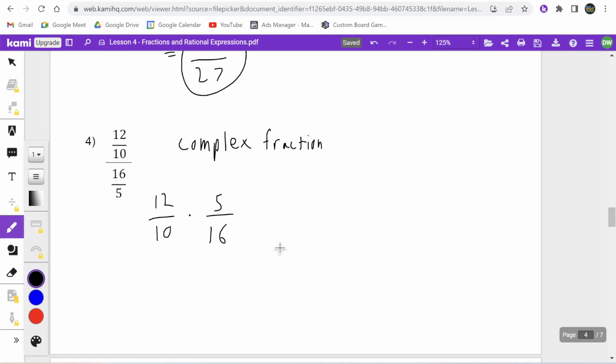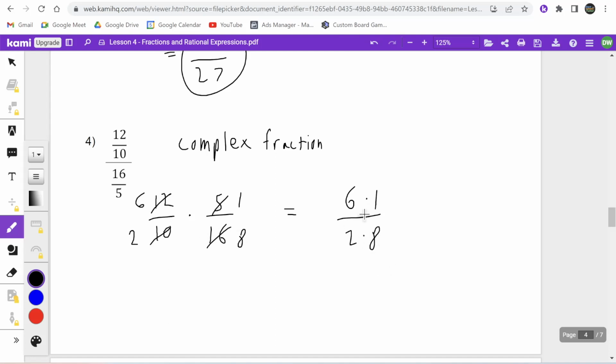And now we ask ourselves, do these reduce at all? Well, 5 and 10 are both divisible by 5. 5 over 5 is 1. 10 over 5 is 2. And then 12 over 16. Those are both divisible by 2. So 12 over 2 is 6. 16 over 2 is 8. And then we have this. We have 6 times 1 over 2 times 8.